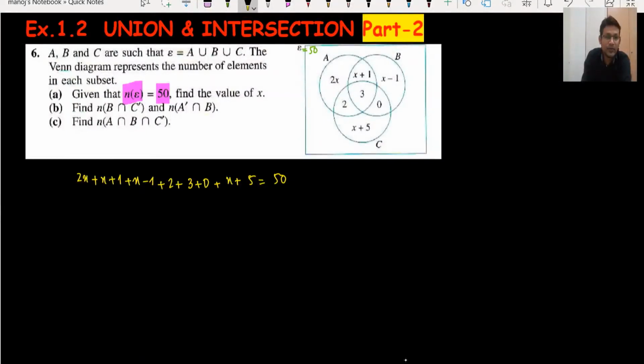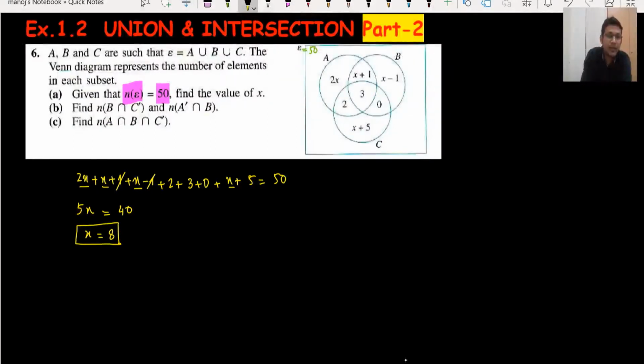So here we can add x, x, and x: 4x, and this is 5x. So 5x, the 1 and 1 cancel out. 2 and 3 is 5, and 5 more is 10. So 5x equals 50 minus 10, which is 40, and x comes to 8. This is the first value. That's how we got the value of x.